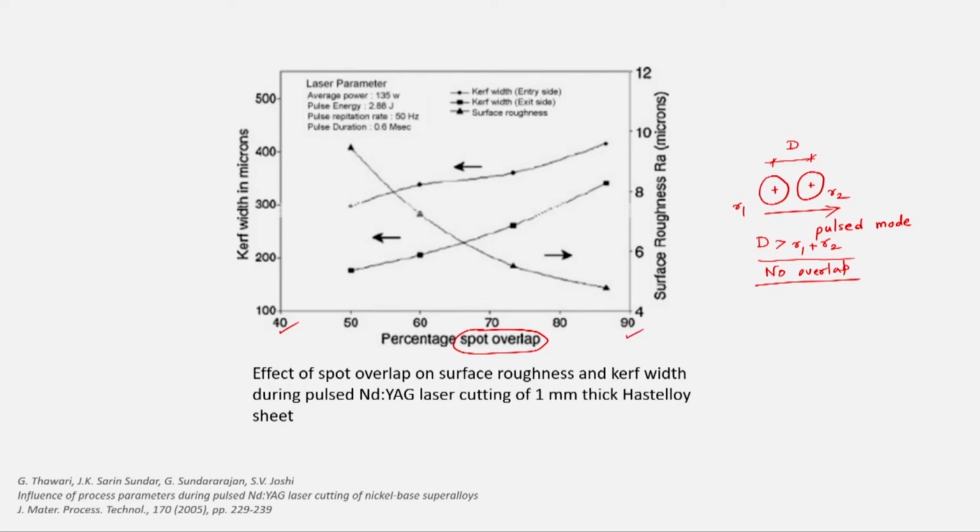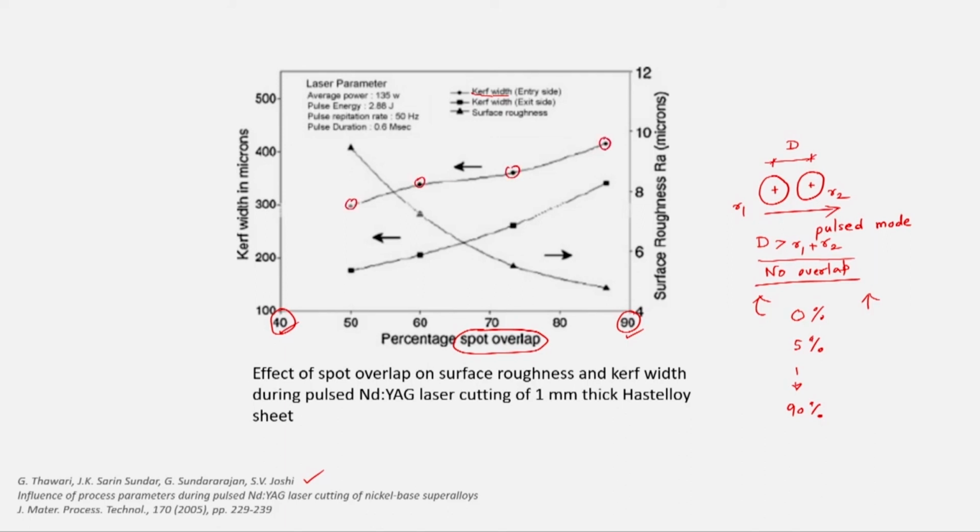So, what is the effect of this spot overlap? In the above case it is 0%. It can be enhanced, it can be say 5% up to 90%. Here we are using a 40% minimum and 90% maximum. The experiments have been carried out by the researchers mentioned here, and what they noted is that when we increase the pulse overlap or the spot overlap, the curve width is increasing.